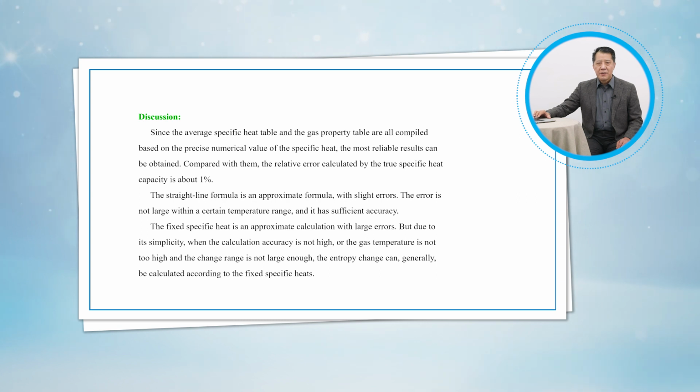The fixed specific heat is an approximate calculation with large errors, but due to its simplicity, when the calculation accuracy is not high, or the gas temperature is not too high, and the change range is not large enough, the entropy change can generally be calculated according to the fixed specific heats.